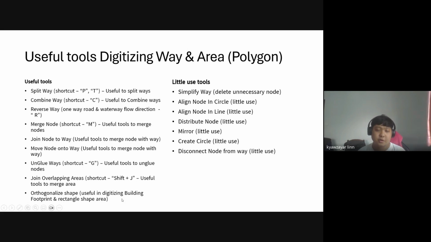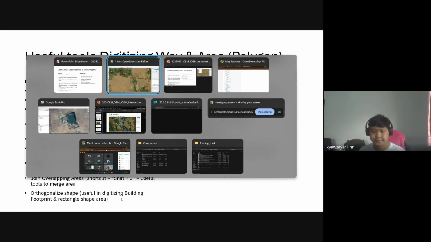It means when you have a rectangle or square which is not very square, you can make a square out of it. Orthogonal shape is square. So it is very useful in digitizing building footprints. You will see that if you digitize a building footprint, your digitizing will not be rectangular. So you can make the rectangle by pressing Q, or you can use it from the tool. I will show you now.